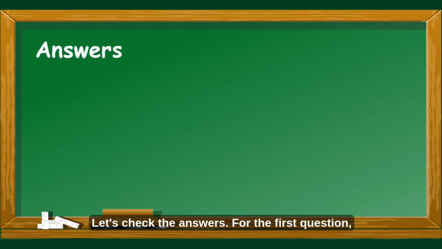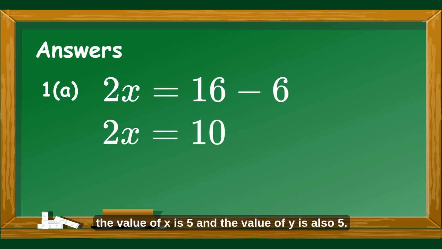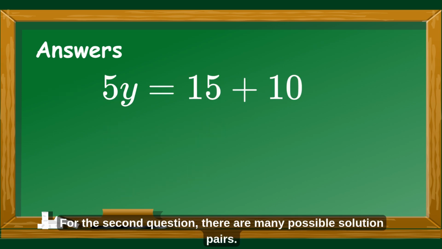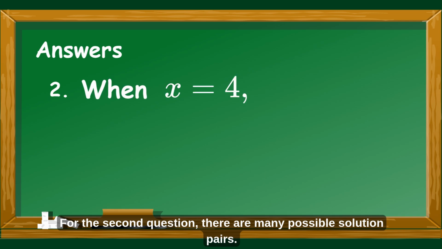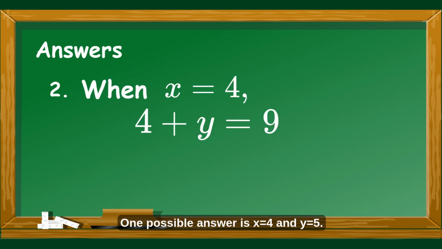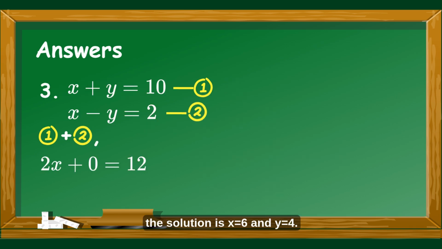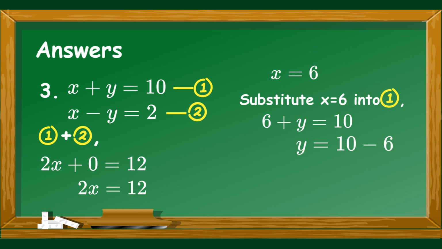Let's check the answers. For the first question, the value of x is 5 and the value of y is also 5. For the second question, there are many possible solution pairs. One possible answer is x equals 4 and y equals 5. For the third question, the solution is x equals 6 and y equals 4.